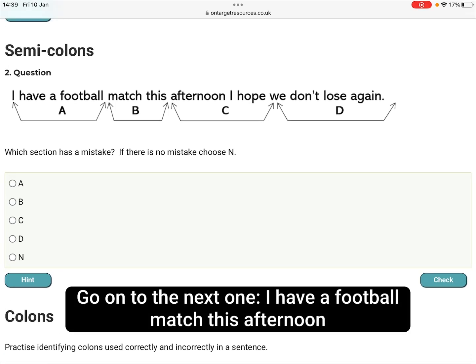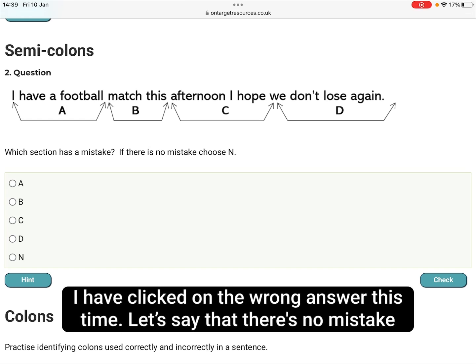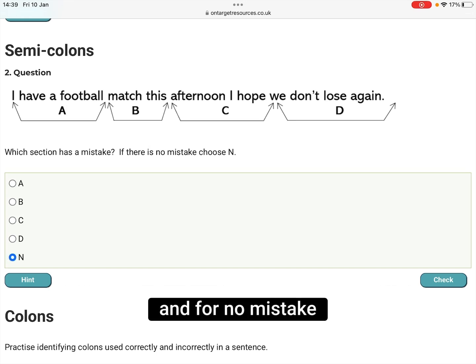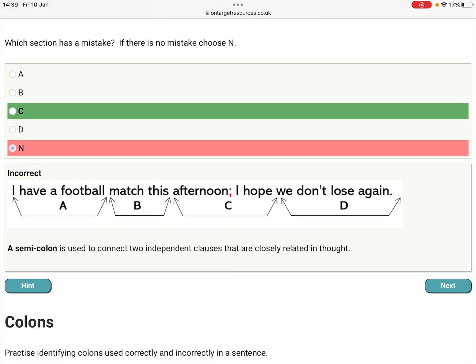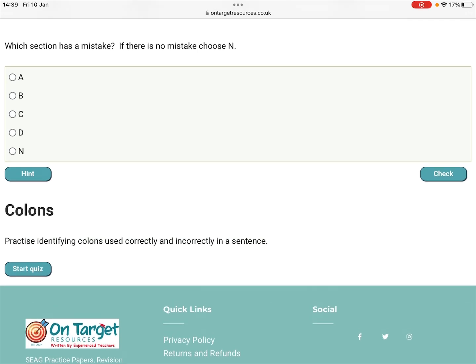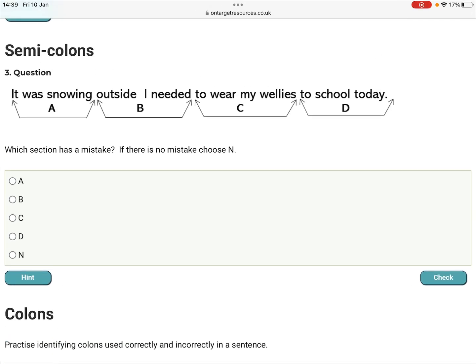I have a football match this afternoon. I hope we don't lose again. Let's click on the wrong answer this time. Let's say that there's no mistake. N for no mistake. Check. So you can see it brings up the question again and puts in the semicolon. Do one more. It was snowing outside. I needed to wear my wellies to school today. The answer is B.